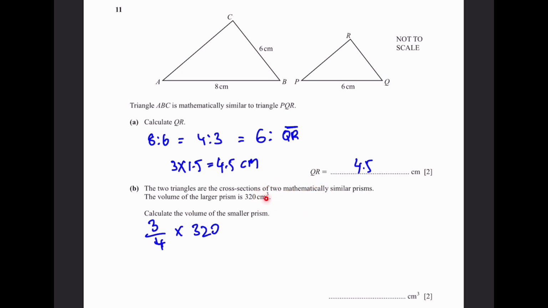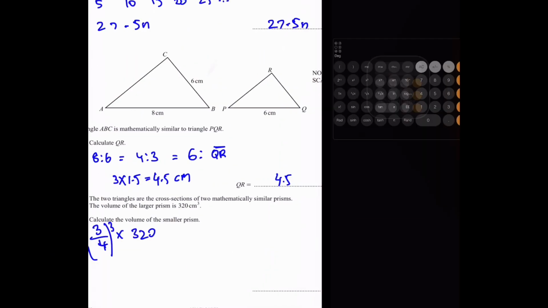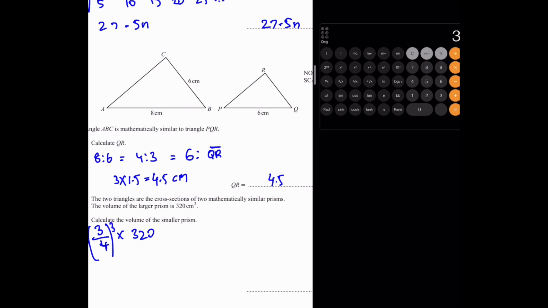And volume is in centimeters cubed, not in centimeters. And because it's in centimeters cubed, to the power 3, we need to make 3/4 to the power 3 as well. And we can do this on our calculator. 3 divided by 4, and we can cube this. Now we multiply that by 320 to get 135 centimeters cubed. That's the answer.